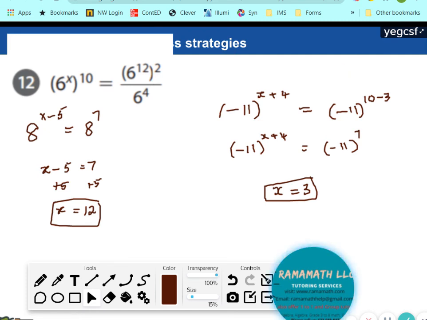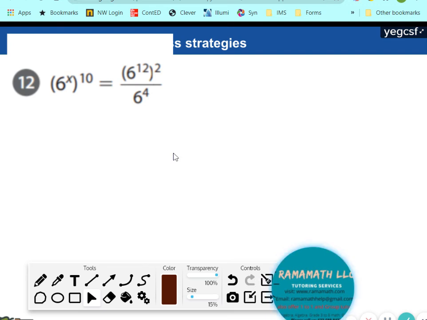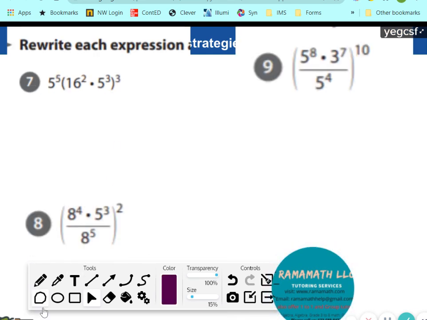Now, a similar type of question, but this is again with the equations. So let's go over this one quickly. 6 to the x to the 10, and then 6 to the 12 to the 2, over 6 to the 4. So we have a couple of questions, a couple of variables, and how to solve them. So eyes on the screen, I'm going to go over this one with you quickly so you can see it.